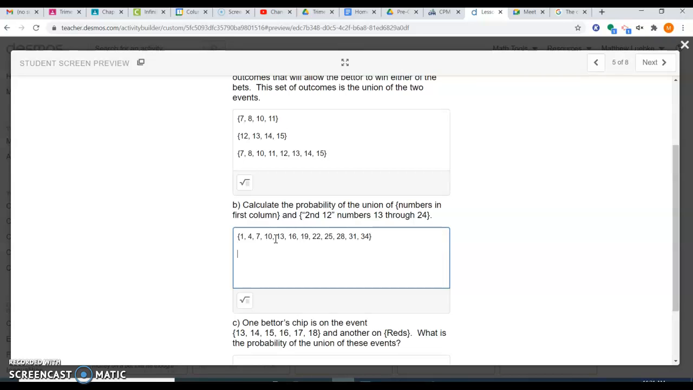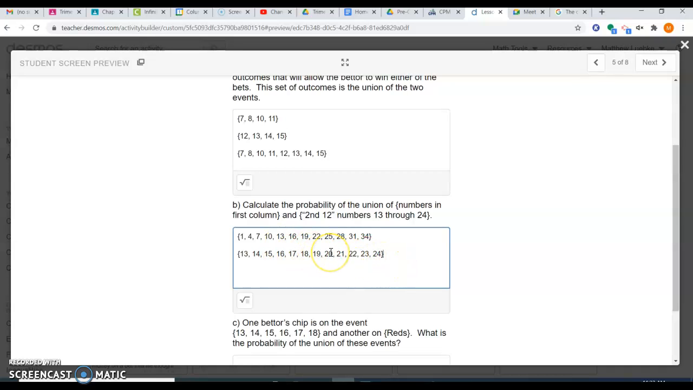The second subset they're talking about is the second 12 numbers, so 13 through 24. So my second subset is 13, 14, 15, 16, 17, 18, 19, 20, 21, 22, 23, 24. Okay, now we want the union of these two sets, and that just means all the numbers that would make one or the other one win, and frankly both.